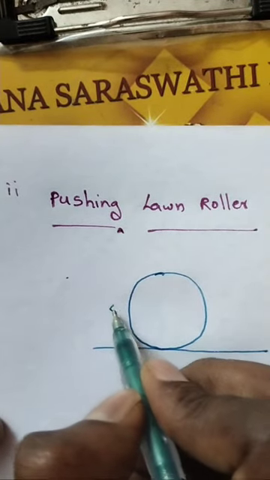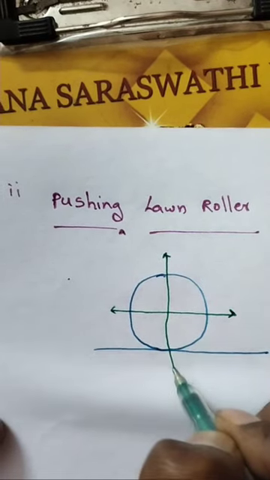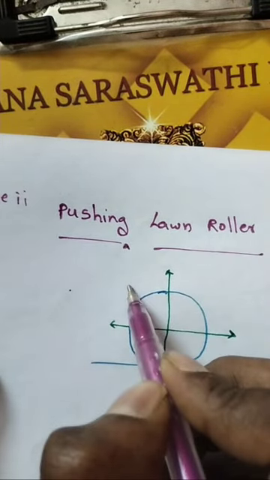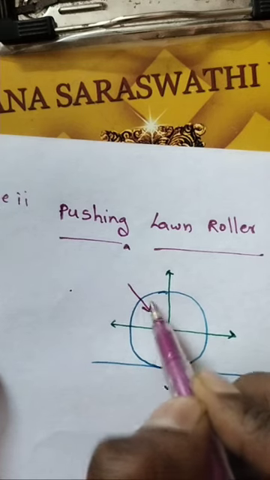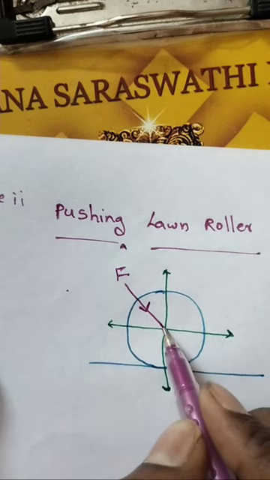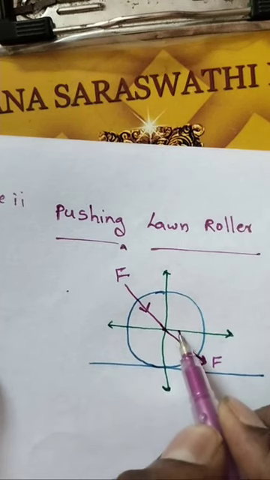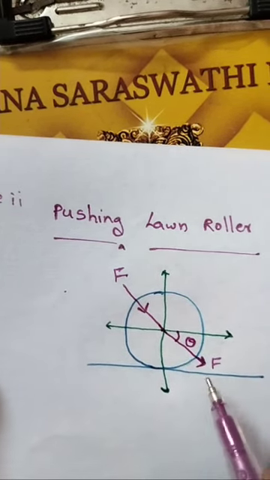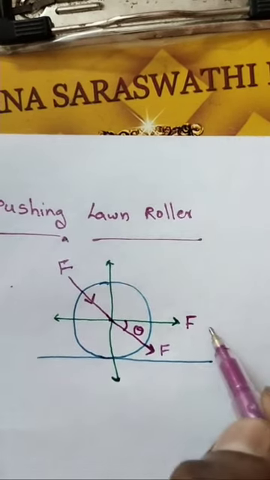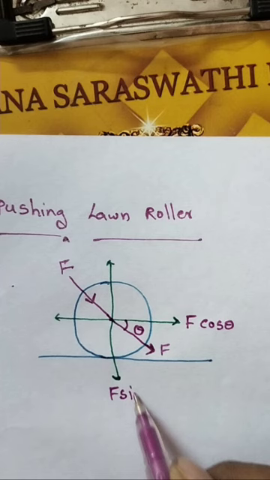So first we draw one x-axis and another y-axis. Here this is a capital F, the pushing force, extended with respect to horizontal at angle theta. Now this force F is divided into two components: in the x direction F cos theta, and in the y direction F sin theta.